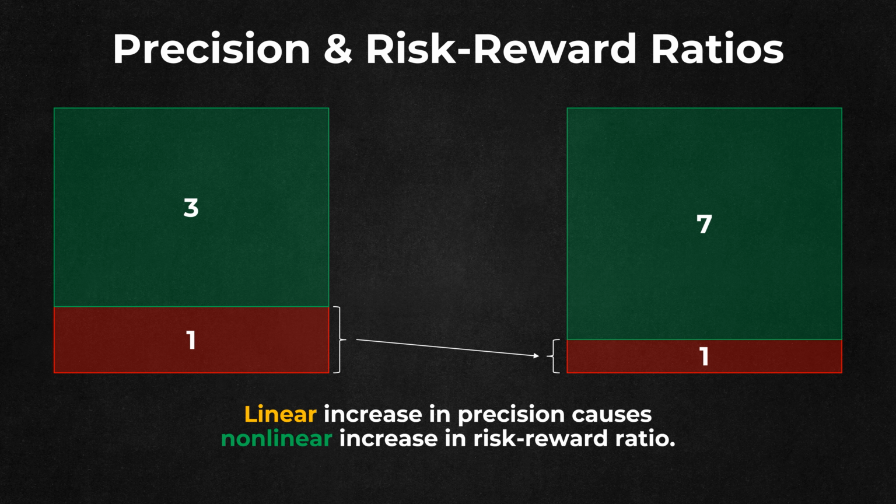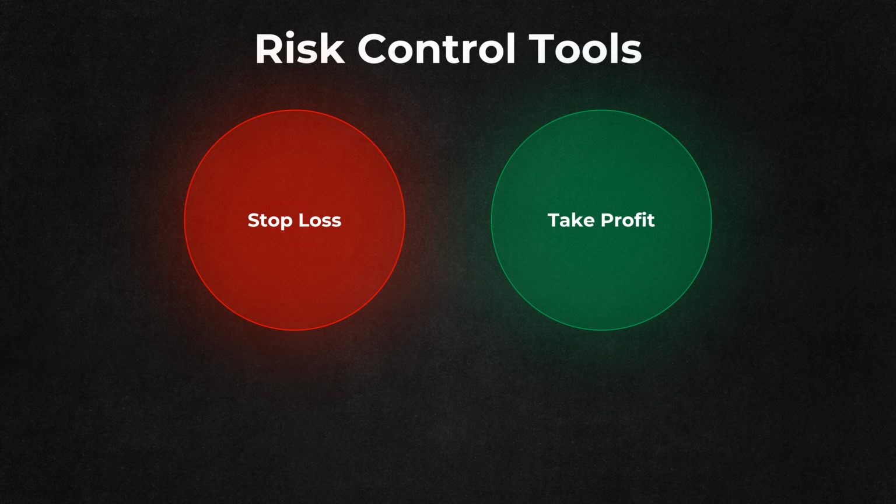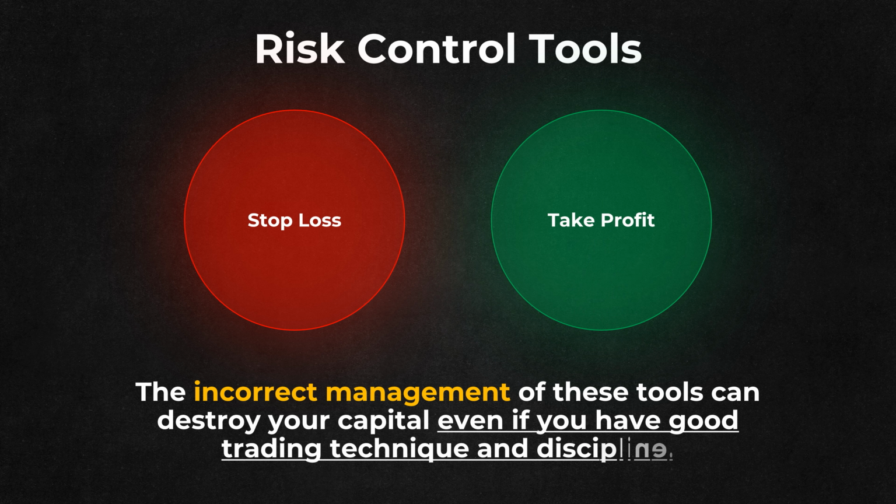Given all these intuitions about risk, technique, and behavior, it's now time to study the tools a trader can use to avoid these problems as much as possible and achieve the main goals of risk management. The tools a trader has for controlling risk in a trade are the stop loss and the take profit target. And even though this sounds like a simple thing to manage, there's a lot that goes into the definition and management of stop and target. The incorrect management of these tools can destroy your capital even if you have a good trading technique and discipline. Let's begin first by talking about the stop loss.